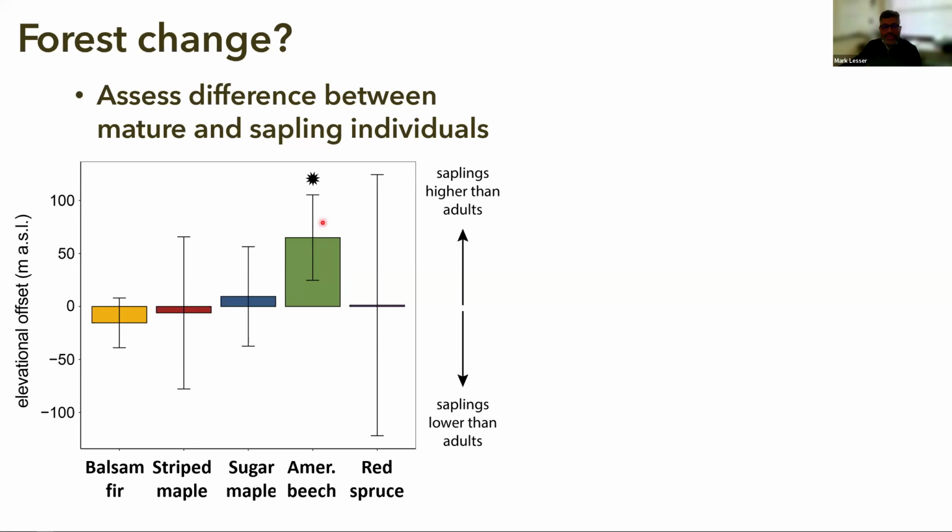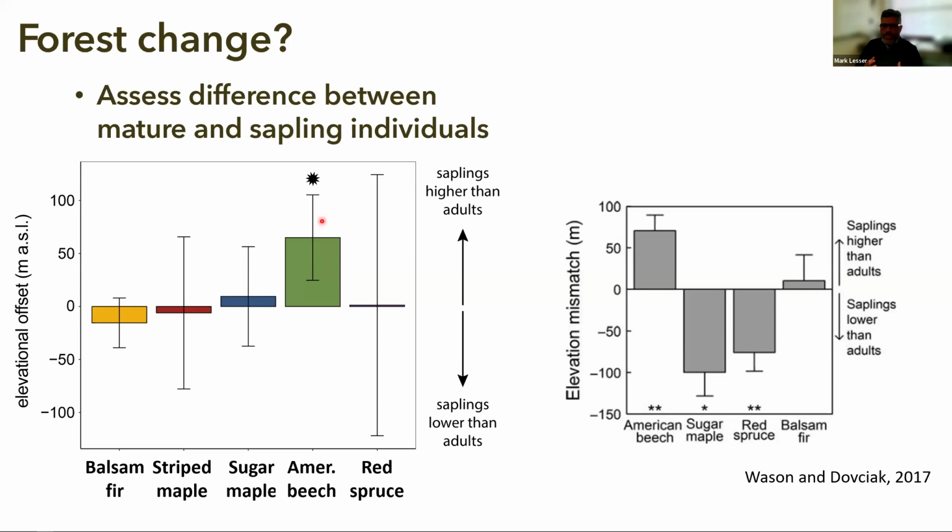American beech was the only species that showed a clear directional response across all 6 of the mountains, with the saplings being higher up the mountain than the adult individuals. And these results both corroborate and differ slightly from previous work done by Jay Wason and Martin Dovciak out of ESF. This was part of Jay Wason's PhD work, where he looked at 12 mountains doing the same type of work, and my study design is based off of Jay's.